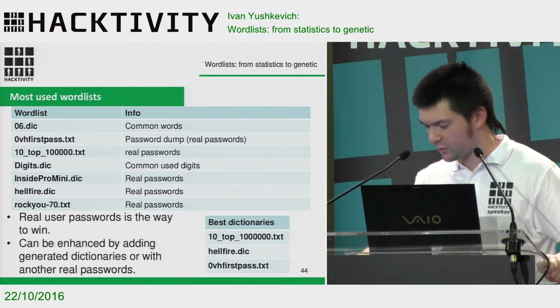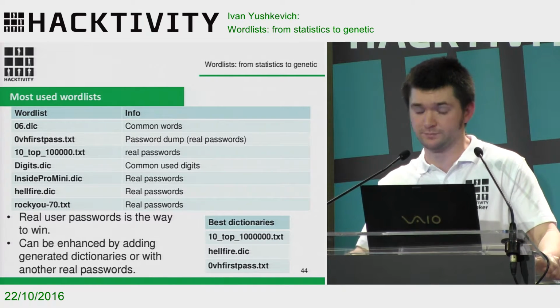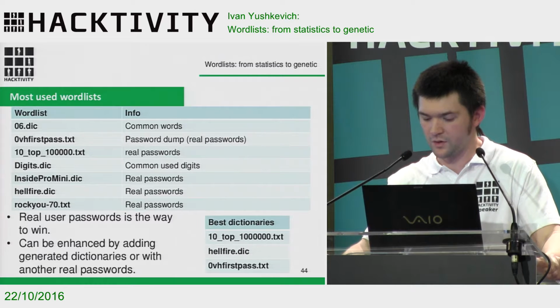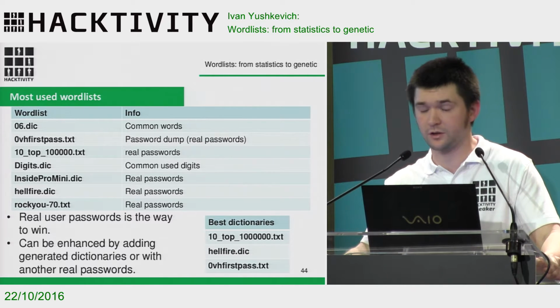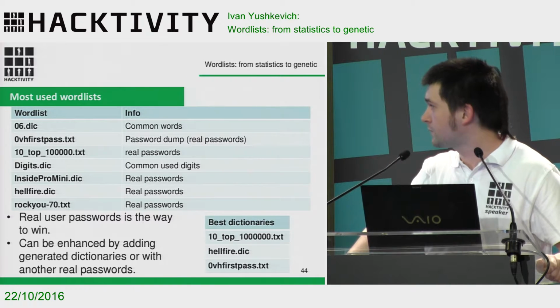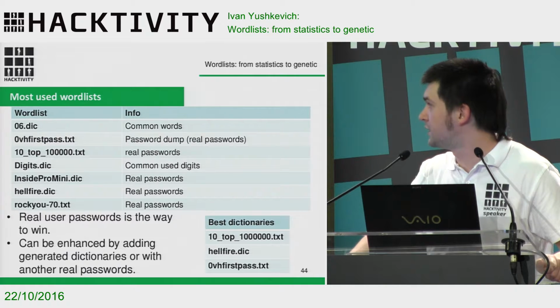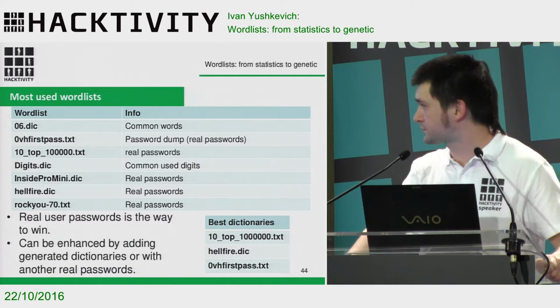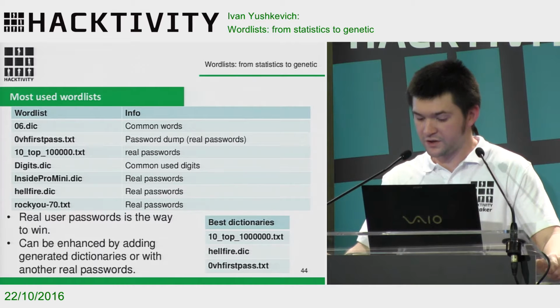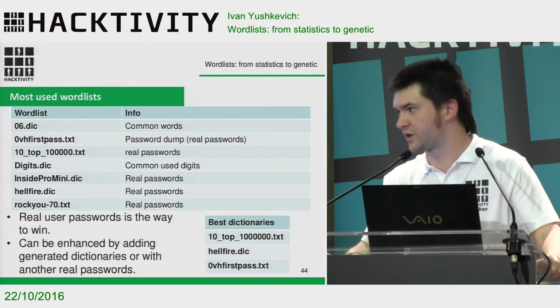So what about these word lists? First of all, they have something in common in particular. They all have only real user passwords. Some of them are cracked databases, like Hellfire or FirstPass. So the way to achieve a better dictionary is to use real user passwords. It's pretty obvious.